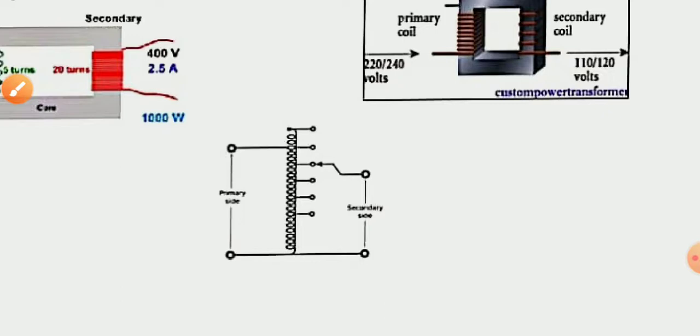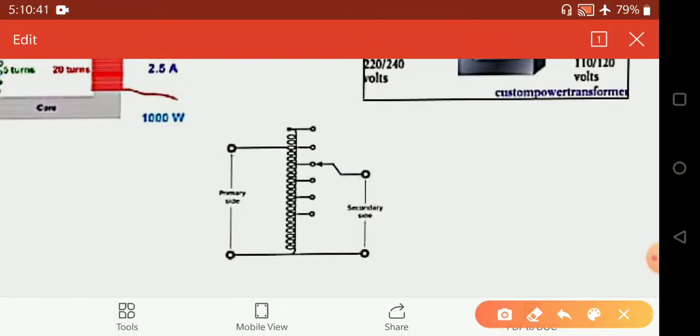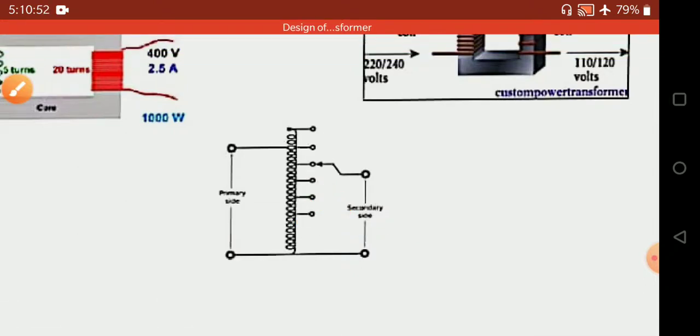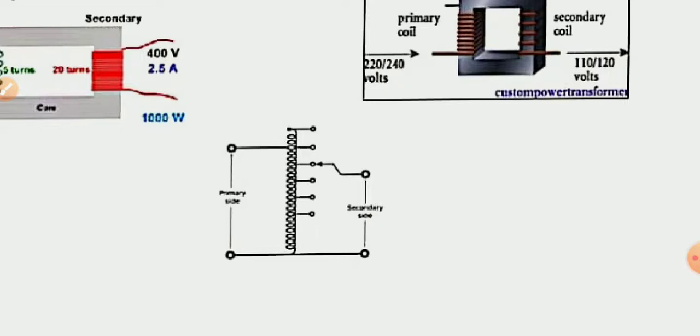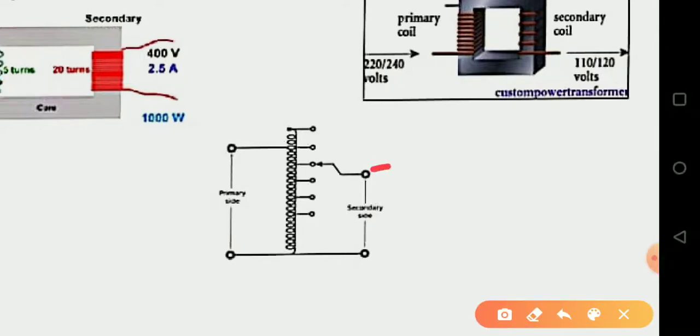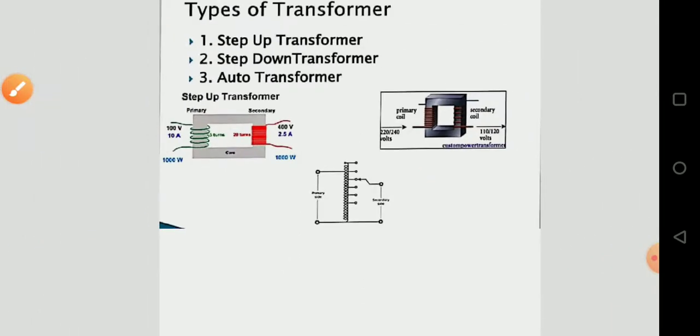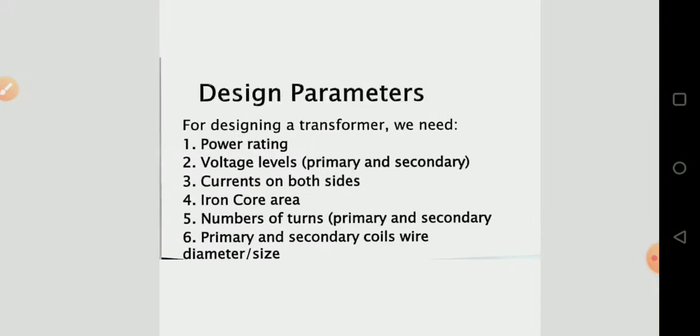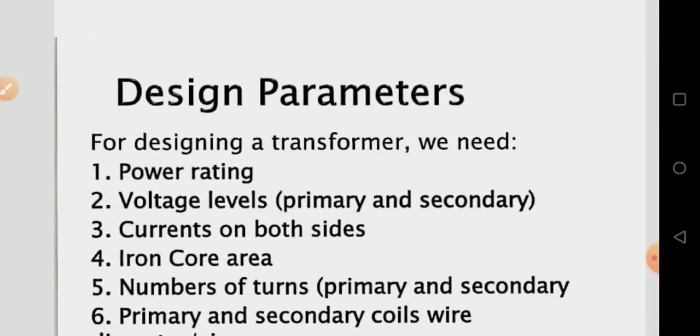We can tap here, we can tap here, anywhere from here to here. So we can represent one winding as both primary and secondary, and after the tapping, the part from here to here is considered the secondary winding. So this is the auto transformer, where we use one winding as primary and secondary.